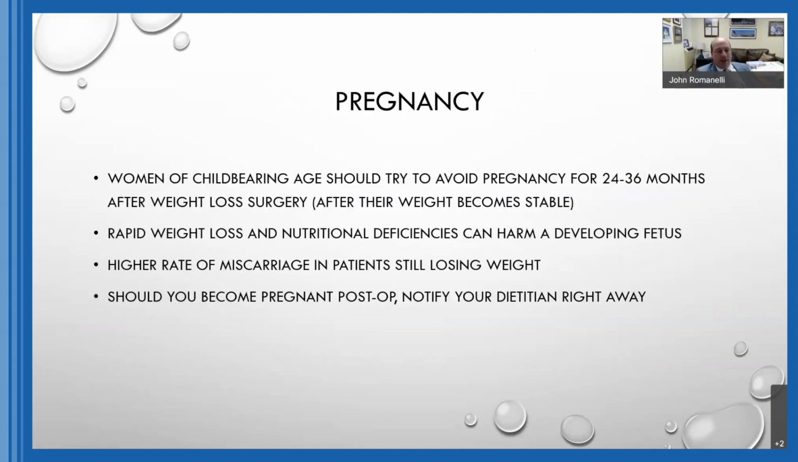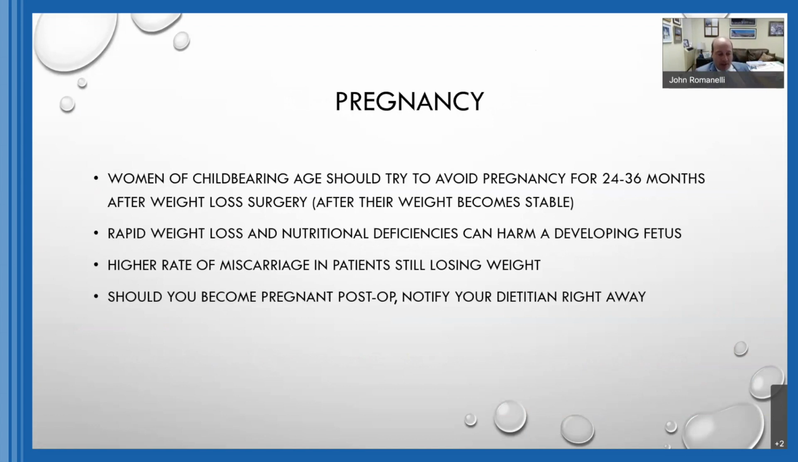I want to make one last comment about pregnancy. Women of childbearing age should try to avoid becoming pregnant for 24 to 36 months after weight loss surgery. You want to wait until the weight loss stops. In other words, you're at the bottom of the roller coaster. Rapid weight loss and nutritional deficiencies can harm a developing fetus, and it can even cause miscarriage. So should you become pregnant in the postoperative period, notify your dietitian right away.